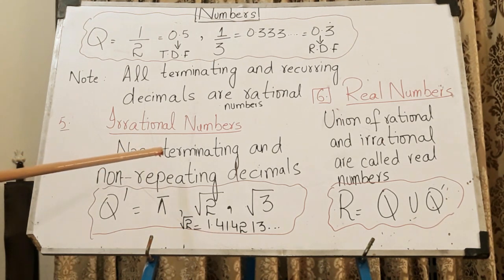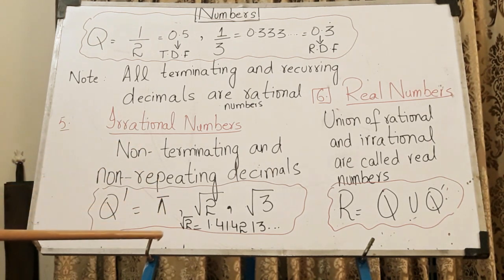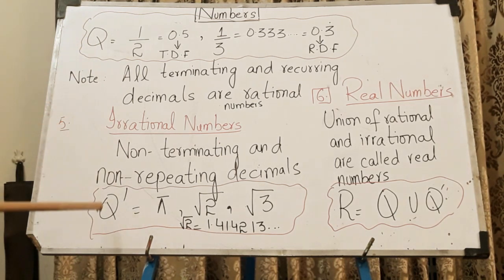And simply, if you want to define it, the numbers which cannot be written in the form of p by q are called irrational numbers, so that will be fine as well. For alphabets, Q is used to represent the rational numbers, and its opposite is the irrational, Q prime. This dash is represented by prime, or you can say Q dash. Q dash is the alphabet which is used to represent the irrational numbers.